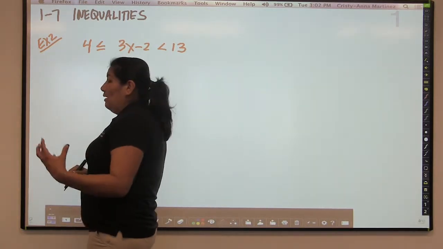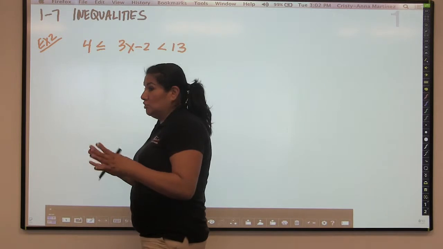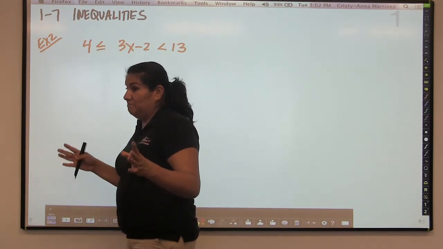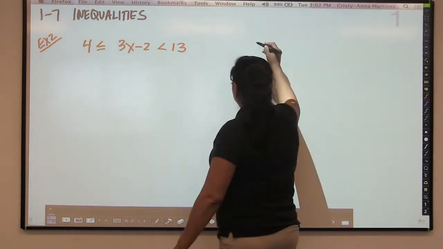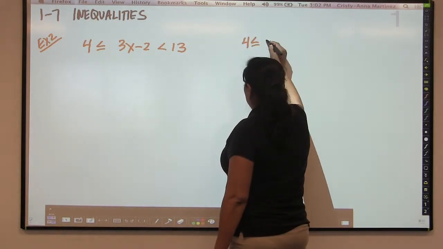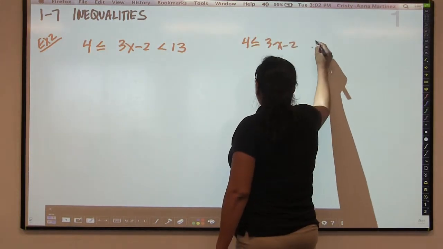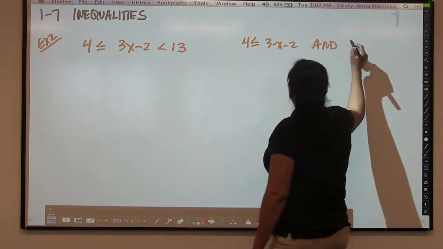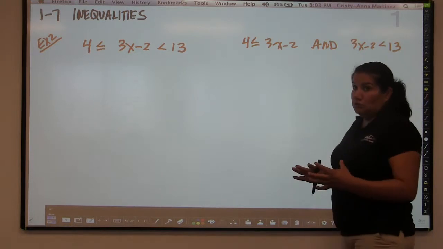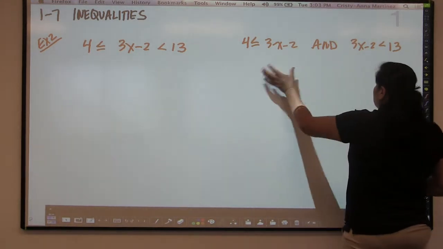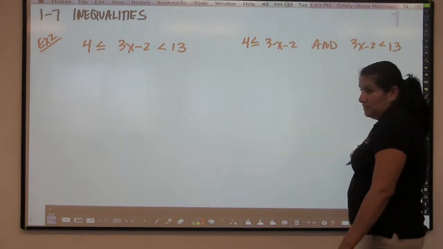So, I would not suggest that you make it into 2 parts because I think that you're old enough and mature enough to handle it. But technically, yes, you are saying 4 is less than or equal to 3x minus 2, and 3x minus 2 is less than 13. And so if you chose to, you could actually solve 2 separate equations and get 2 separate answers.